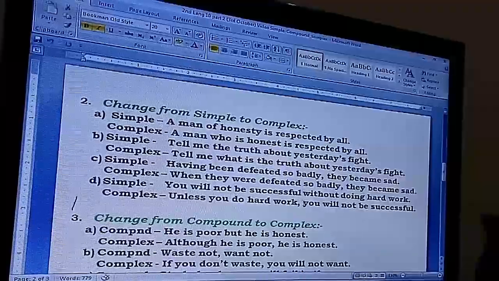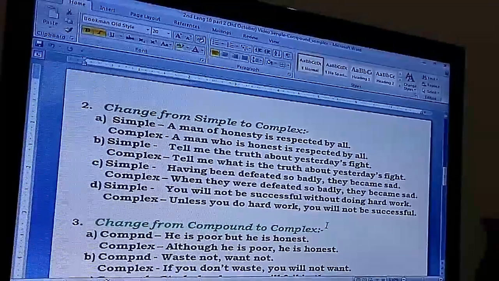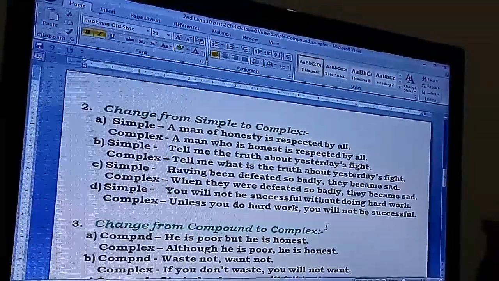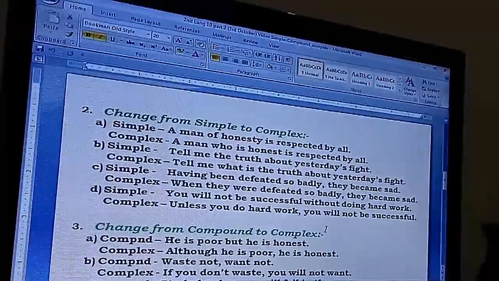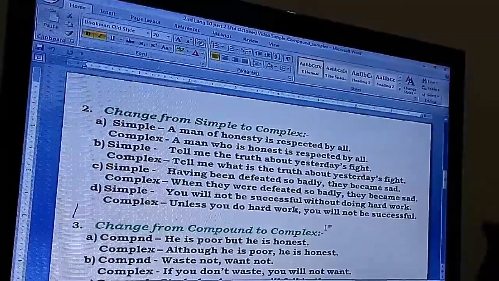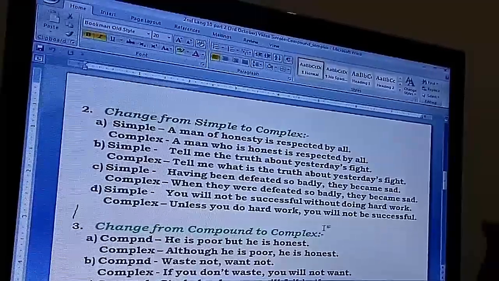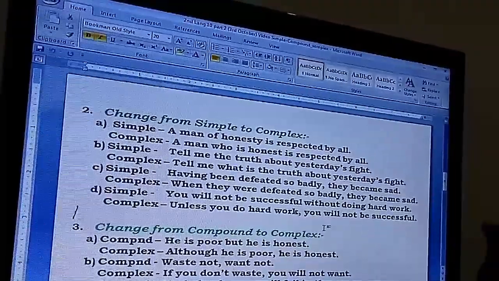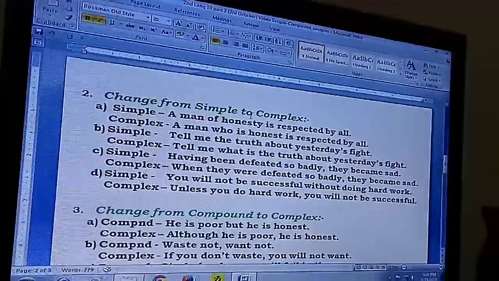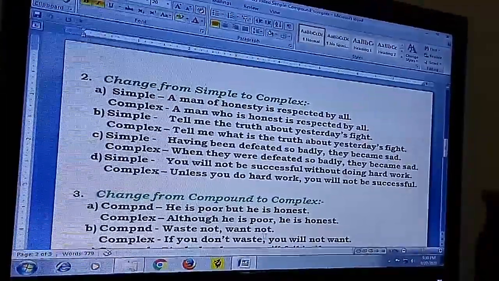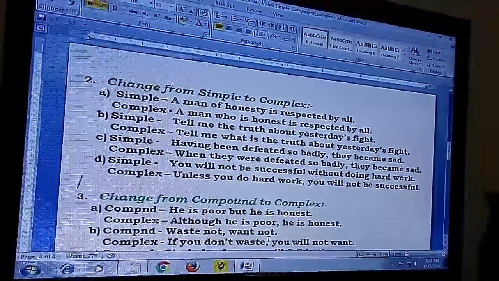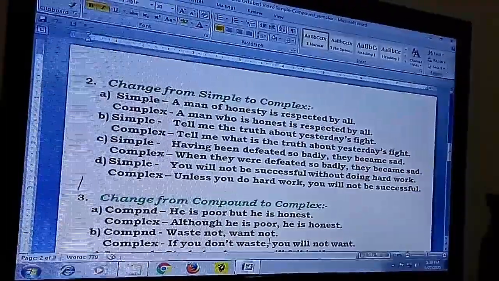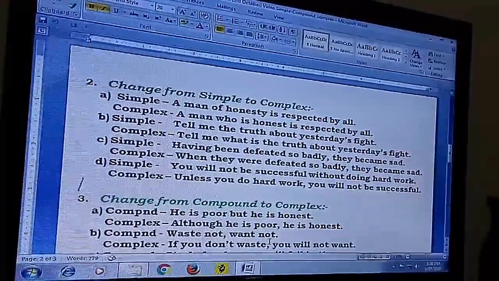You will not be successful without doing hard work. Do you agree? Even if you don't agree, that is the truth. It's almost like if you don't study, you will not know. So to become familiar with these kinds of sentences or lessons, you should listen and see the video. How many times? Again and again. How many again and again? Until you understand.